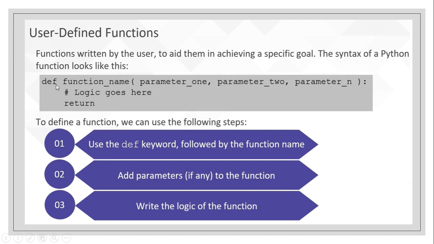Use def. This is a definition, defined function, right? So in short, def. And then add parameters if you have any. If any, so it's not mandatory, it's optional, right? If you want to add a plus b, it's fine. If you just want to print your name, you just print your name without passing anything, right? So we'll see that also. Write the logic, three steps. Remember these three steps and you are done with the functions.